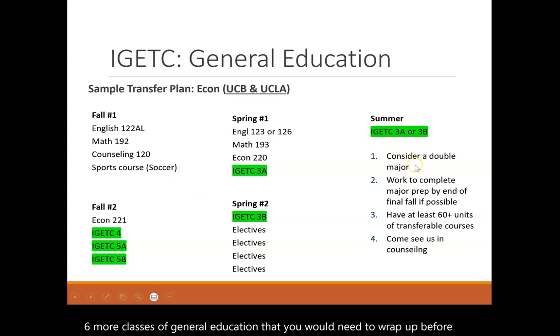You'll see here, I talk about possibly considering a double major because you have all these different electives that you can take. In general, I would always say work to have your major preparation done by the end of your final fall. Have at least 60 units of transferable courses by the end of your final spring. Come in and see us often in counseling. Remember, applications happen in the second fall. You're going to be working on your transfer applications typically September, October, and November.